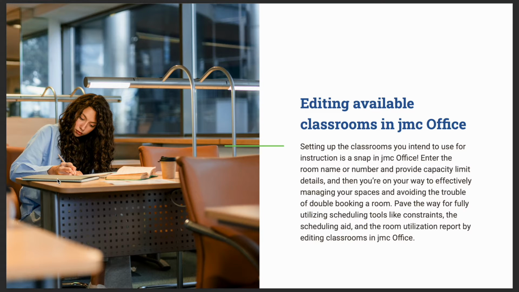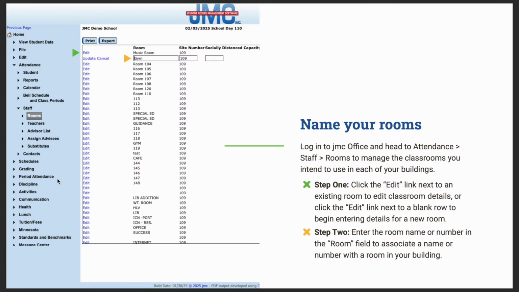So setting up the classrooms you intend to use for the instruction is a snap in JMC Office. Enter the room name or number and provide capacity limit details, and then you're on your way to effectively managing your spaces and avoiding the trouble of double booking a room. Pave the way for fully utilizing scheduling tools like constraints, the scheduling aid, and the room utilization report by editing classrooms in JMC Office. So once again, you don't necessarily need to worry too much about this.